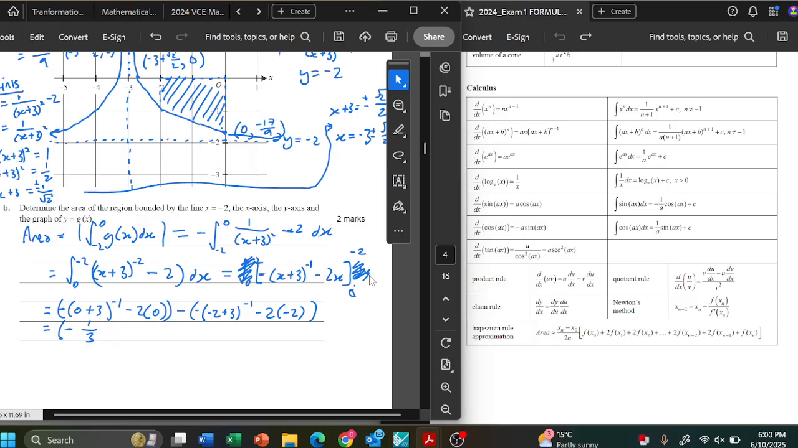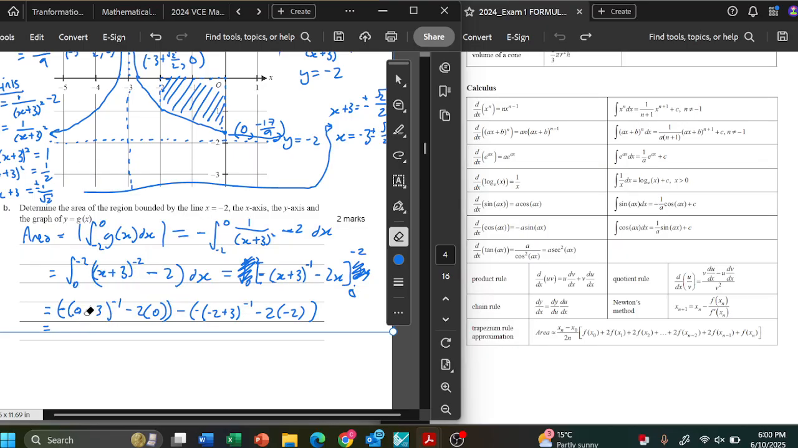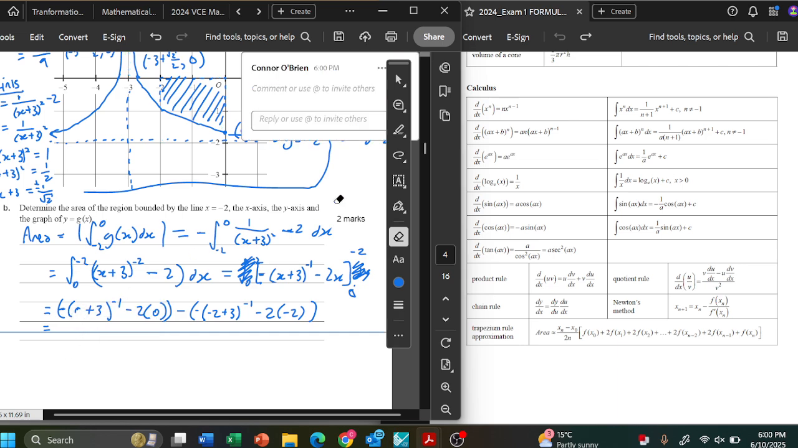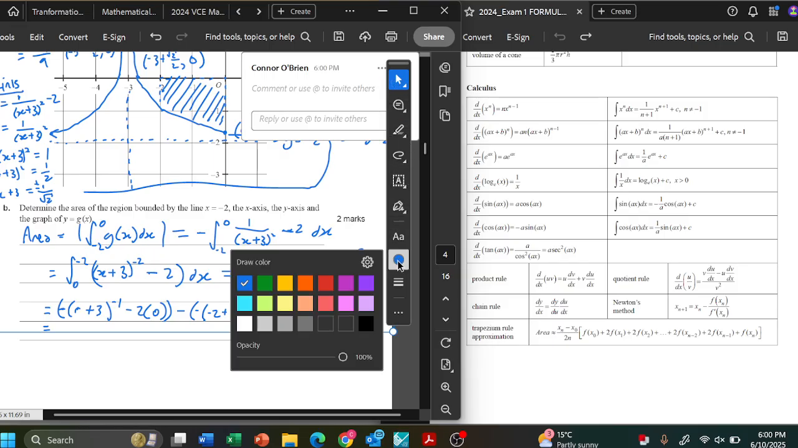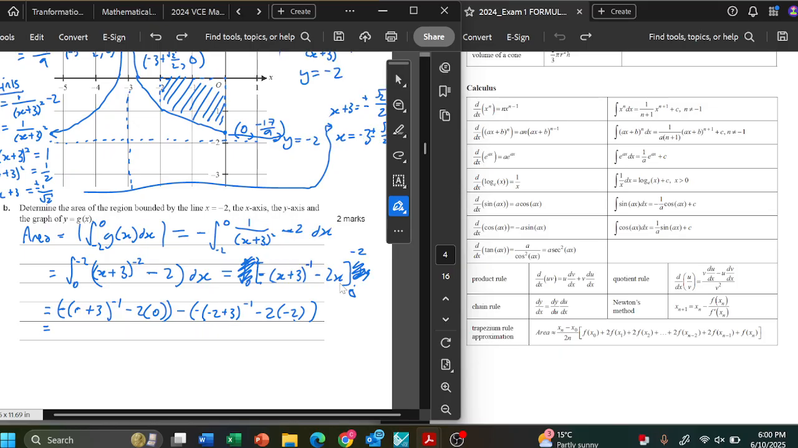So I should have put these in the other way around. I should have put in the -2 first. Damn it, that's annoying. Oh well. Can I erase that? Should be able to. So this should have been... No, okay. That's frustrating. Let's just go back to this.